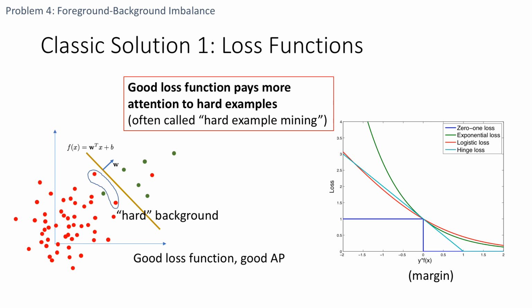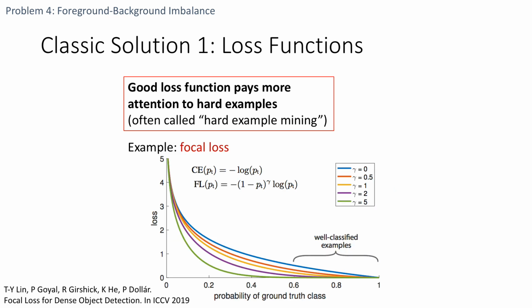A better loss function for detection will not be influenced by this cloud of easy examples, and instead will be influenced primarily by the hard examples. In general, this property is referred to as hard example mining. One such example of a loss function that has been recently used with good empirical results is focal loss.